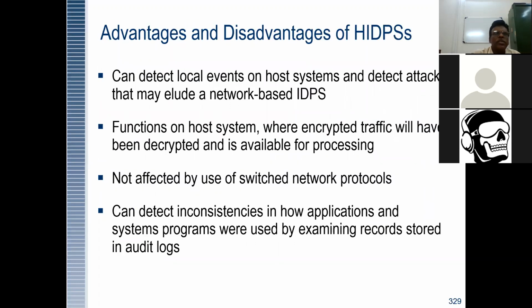An important advantage over a network intrusion detection prevention system is that it can access information that is encrypted when traveling over the network. See, not only while residing or being stored, but also while moving from one location to another, you can easily find out the accessibility. Still some of the advantages: it can detect local events on the host system and detect attacks that may elude a network-based system. You can easily detect it in a simple manner because of the host setup. Similarly, you can detect attacks that may impact the network base, both together.